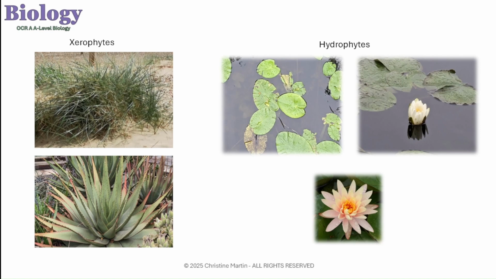They have wide, flat leaves so they can absorb light for photosynthesis, and they have these air sacs that allow for buoyancy, so keeping them upright so they can maximize the amount of light that they are absorbing and allow for that gas transport.